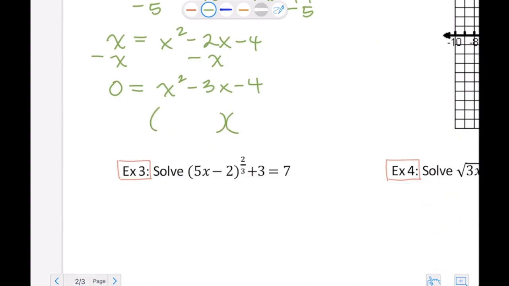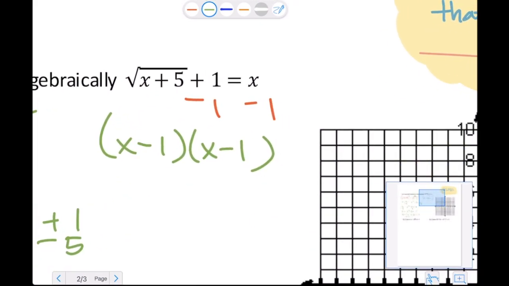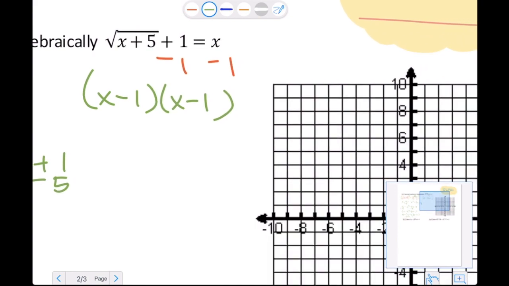Now this is factorable. We want to find the factors of -4 that add to -3. So hopefully you're thinking it's going to be x minus 4 and x plus 1. So our solutions mathematically there would be 4 and -1. Okay. So let's look back at our original equation, and we're going to graph this.